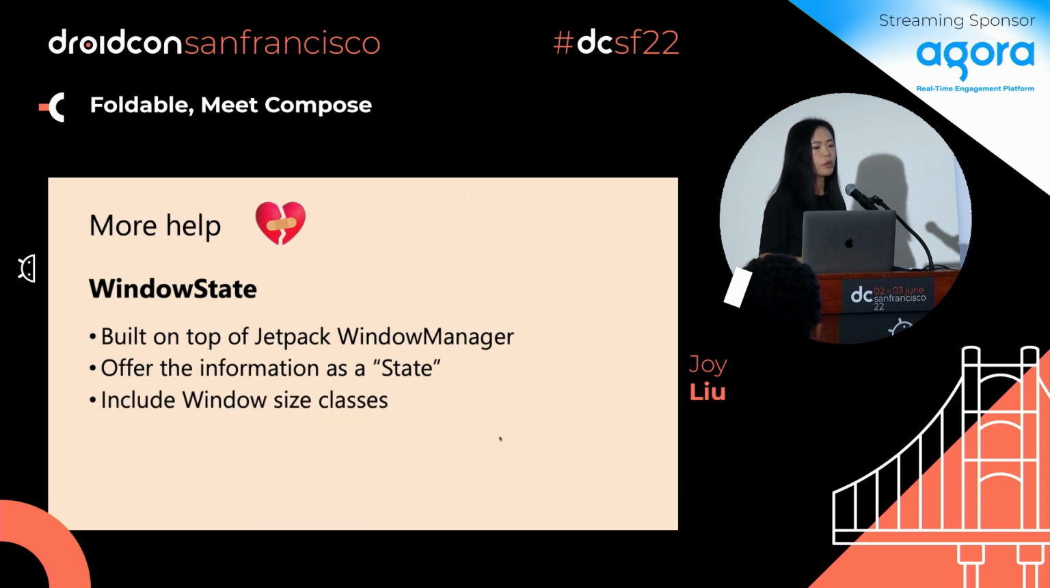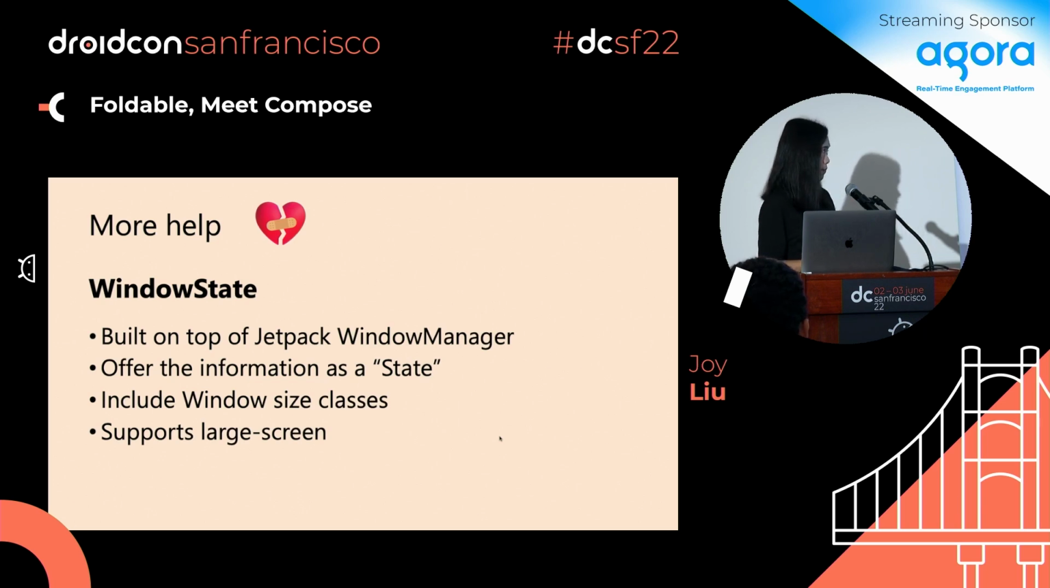Window State also covers window size classes, which were introduced by Google last year. They are used to split all kinds of devices into three categories: compact, medium, and expanded, based on the height or width of the screen size. Like two-pane layout, Window State also supports large screens. Here is the GitHub link for Window State.